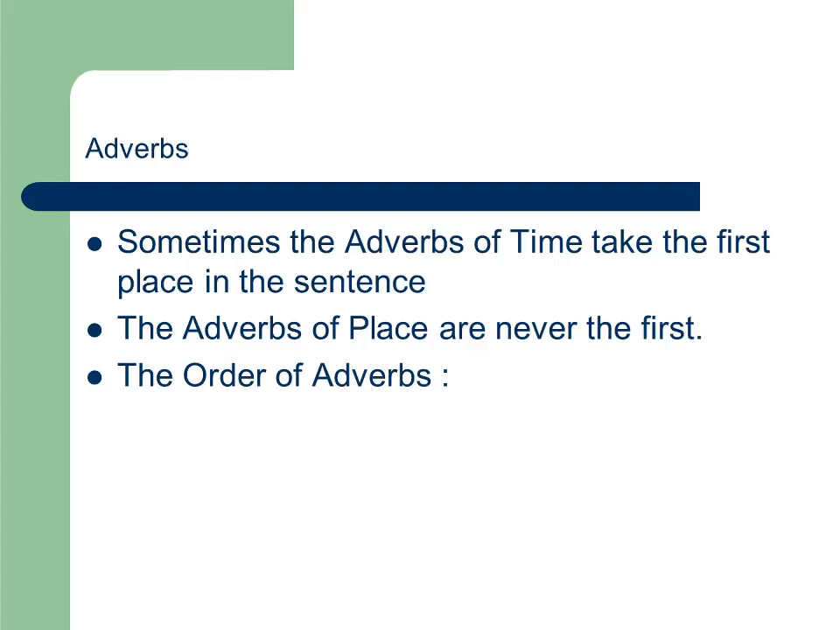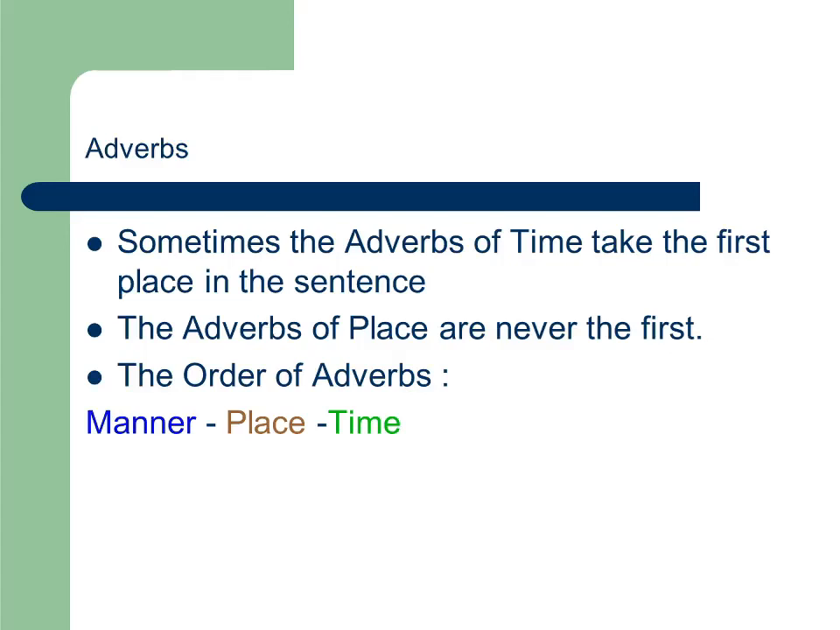Sometimes the adverbs of time take the first place in the sentence. The adverbs of place are never first. Adverbs of place never come first. The order of adverbs is just given below. We are just arranging the sentence. Manner comes first, then place, then finally time. So if there are these types of adverbs, the order is: manner, place, time.